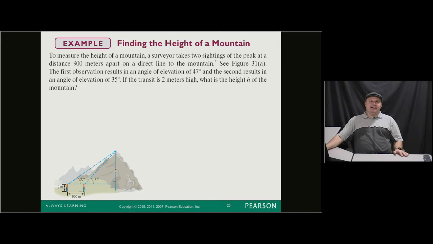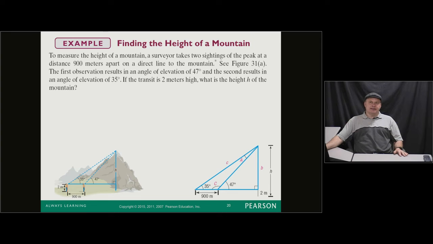To measure the height of a mountain, a surveyor takes two sightings of the peak at a distance 900 meters apart on a direct line to the mountain. See the diagram here. The first observation results in an angle of elevation of 47 degrees, and the second one results in an elevation of 35 degrees. If the transit is 2 meters high, what is the height h of the mountain?